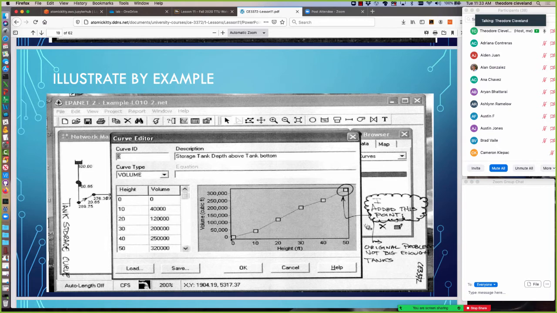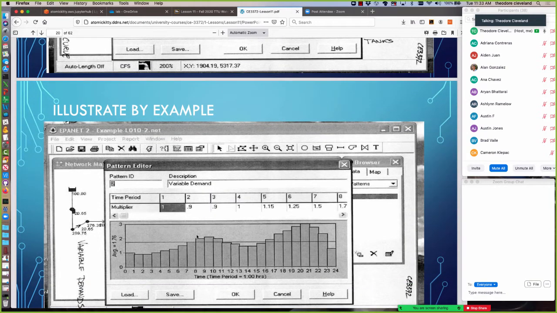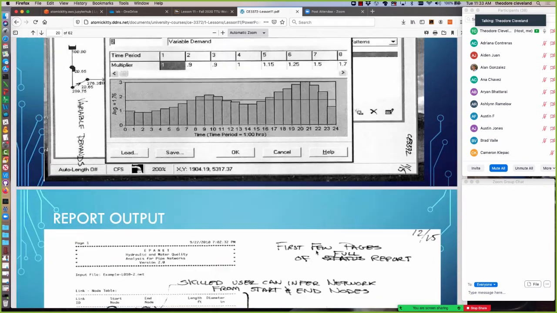It turns out that in this particular problem, the storage tanks don't have enough volume to actually find a solution. But if we add an extra volume, another 70,000 cubic feet of storage, these tanks will perform adequately. And then we would enter our demand pattern, and you can see that's taking the shape of the curve from which it was derived, and run the simulation.